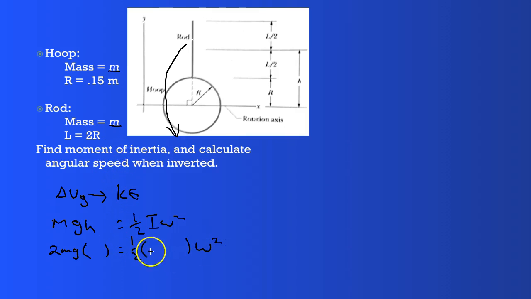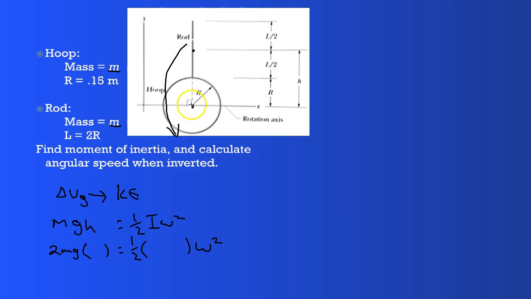Okay, and so this will be the challenge. We have to figure out what the change in height is and what the value for I, our moment of inertia, is. Let's start with height. Height is going to really be the change in the location of the center of mass. So we have to figure out where the center of mass is. We have two objects, each of mass m. One has its center right here, the other has a center right here.